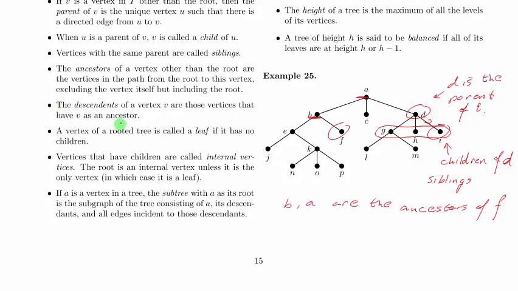The descendants of a vertex, V, are the vertices that have V as an ancestor. So the descendants of B would consist of E, F, J, K, N, O, and P. So everything that comes after it.